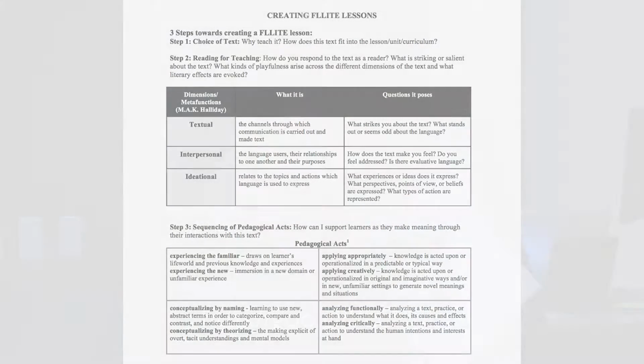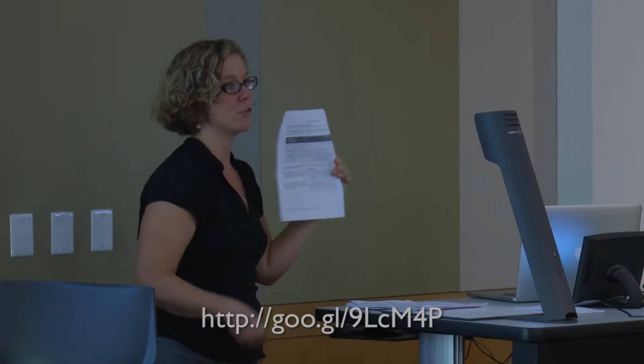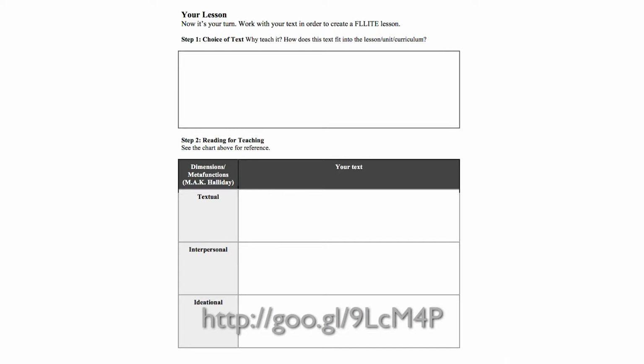Okay. If you want to go ahead and have it as a reference, this handout here that had the objectives and the very short agenda, which I hope everyone still has a copy of. If you turn to this page here, creating FLLITE lessons, those are the steps we're going to be going through right now. And in a couple of minutes, we'll start filling out what's on the next page where you start to develop your lesson around your text.